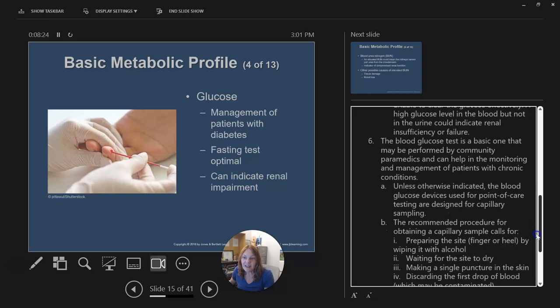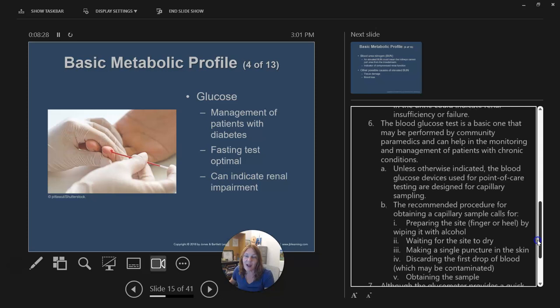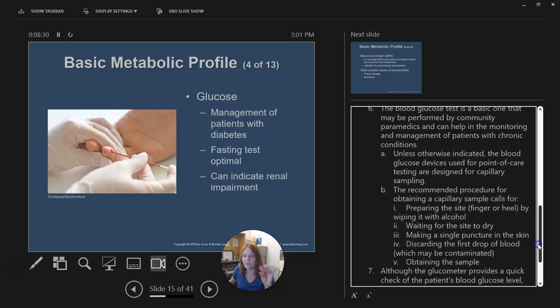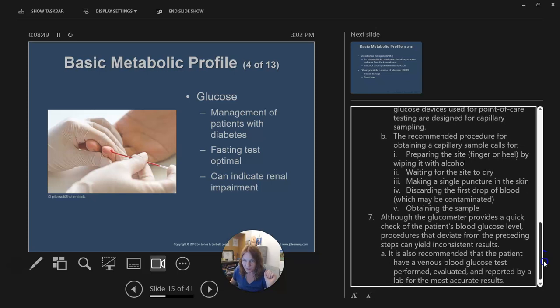Unless otherwise indicated, the blood glucose devices used for point-of-care testing are designed for capillary sampling. So, phalanges. The recommended procedure for obtaining a capillary sample, you guys know that: prepare the site, finger or heel, wipe with alcohol, wait for it to dry, don't blow on it, and make one single puncture, wipe that first drop away, and then get the second one, and then get your sample.